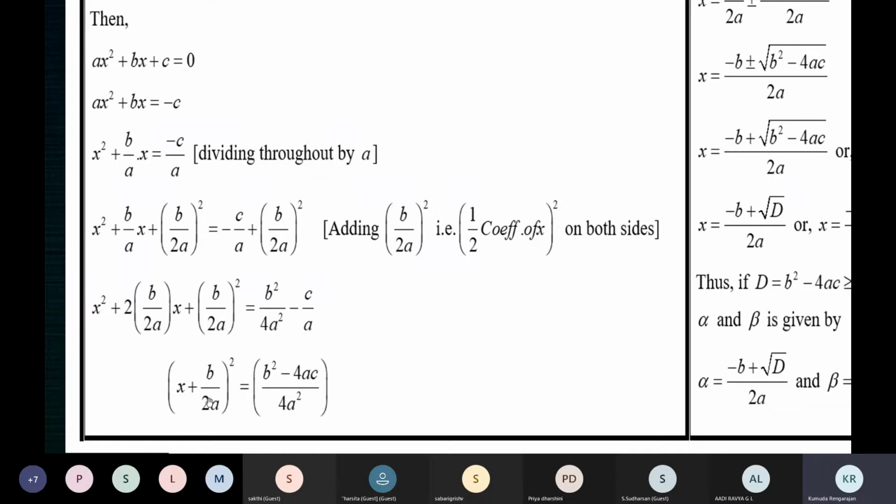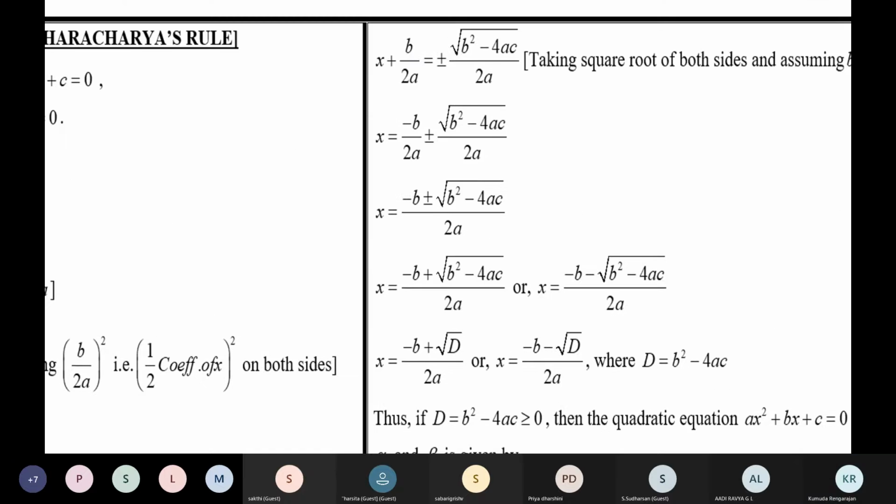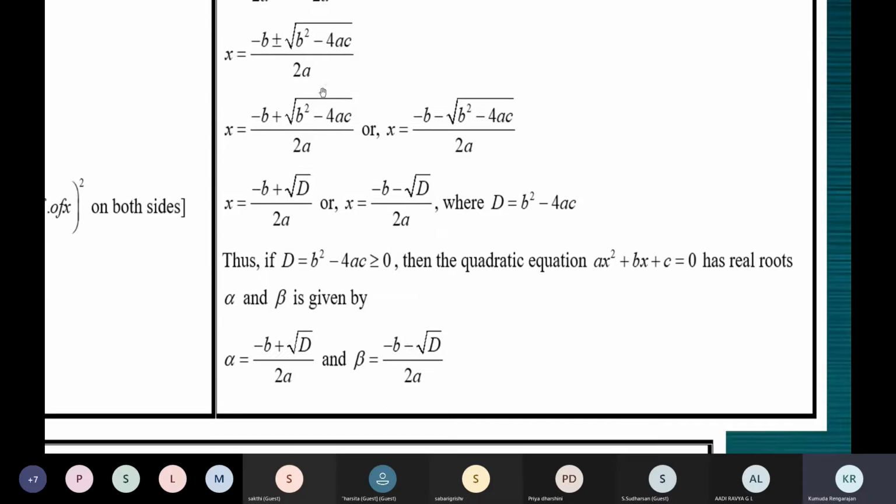So x plus b by 2a will be equal to plus or minus the square root of b square minus 4ac by 4a square. But the square root of 4a square is 2a. So you just have to put the square root for the numerator. The square root of the denominator is nothing but 2a.